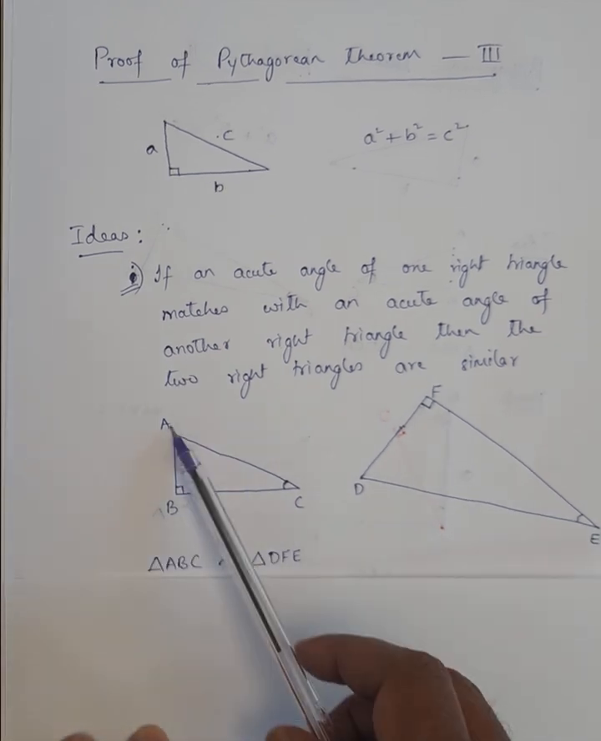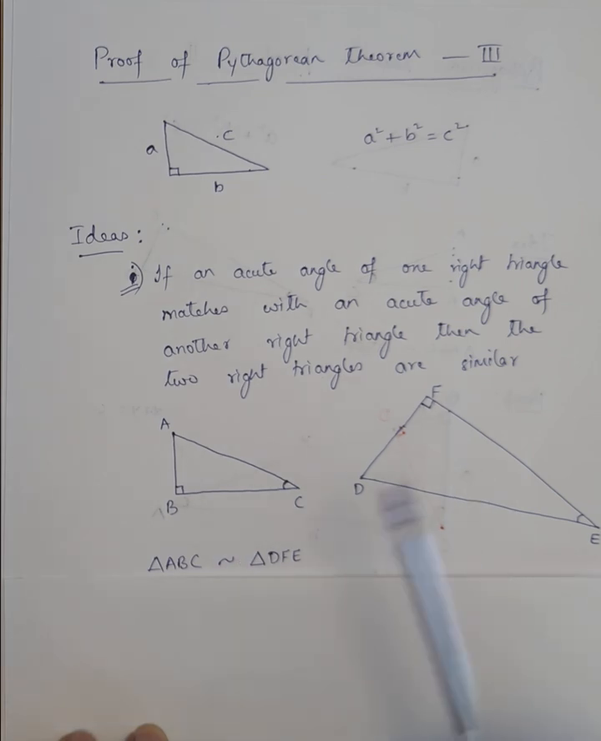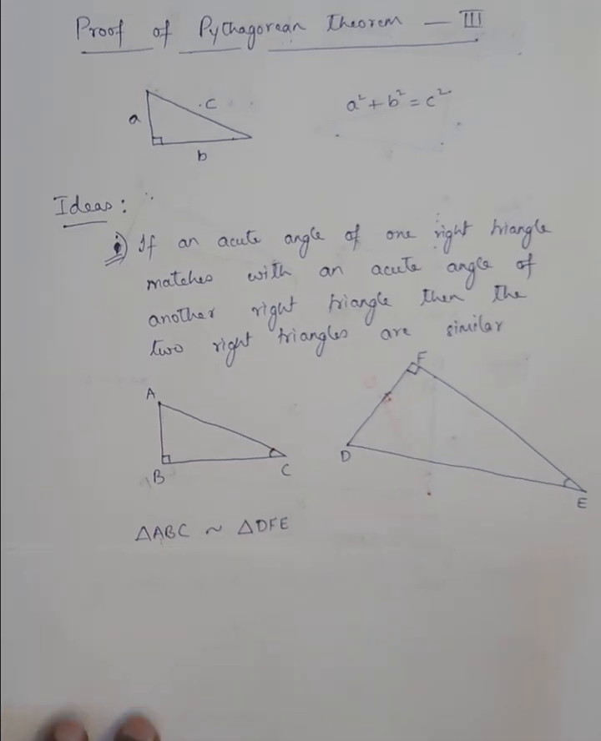So I can write triangle ABC is similar to, now I have to be careful with the ordering of the letters. A is the complement of C, which corresponds to D. So for A, I'm going to write D. The second letter is B, which is 90 degrees, so here it's going to be F. And the third letter is C, which is this angle that matches with E. So C corresponds to E. So this is the idea: if one acute angle matches, then the two triangles are going to be similar.